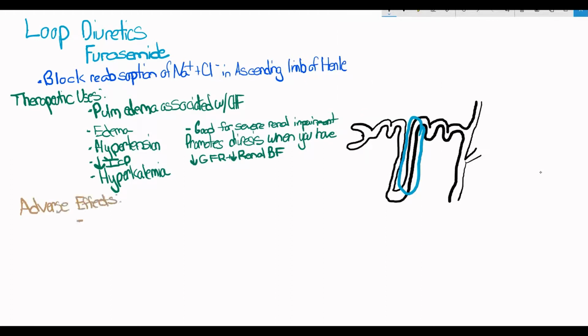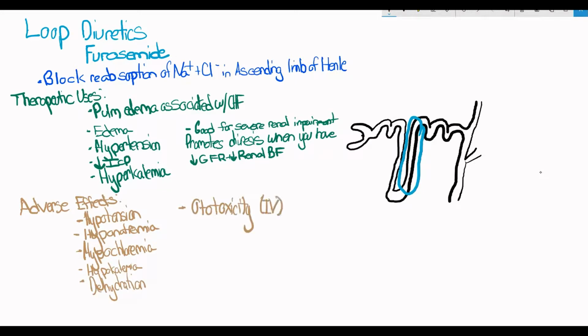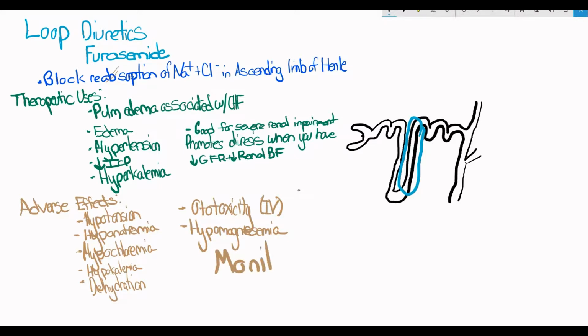Adverse effects include hypotension, hyponatremia, hypochloremia, hypokalemia, dehydration, ototoxicity if you push the IV too fast, hypomagnesemia, which will cause heart dysrhythmias. Now, the most important thing to do with this drug is monitor the potassium levels. It's very effective at what it does, and you lose a lot of electrolytes.